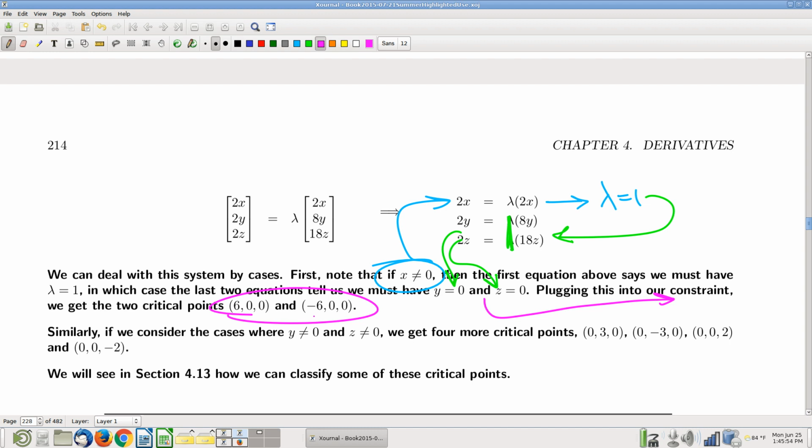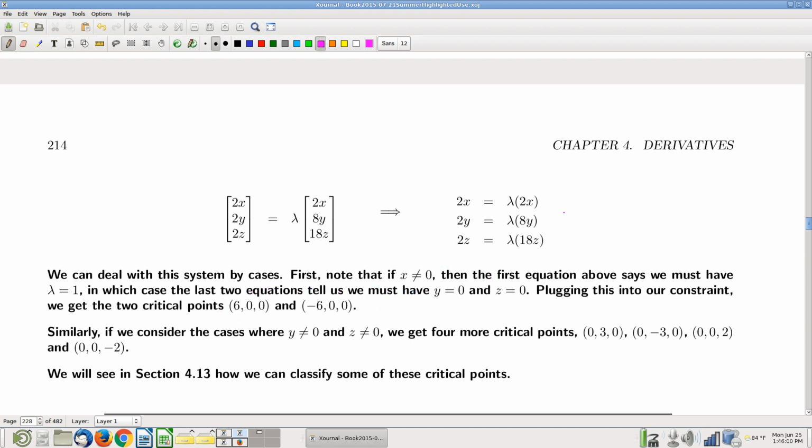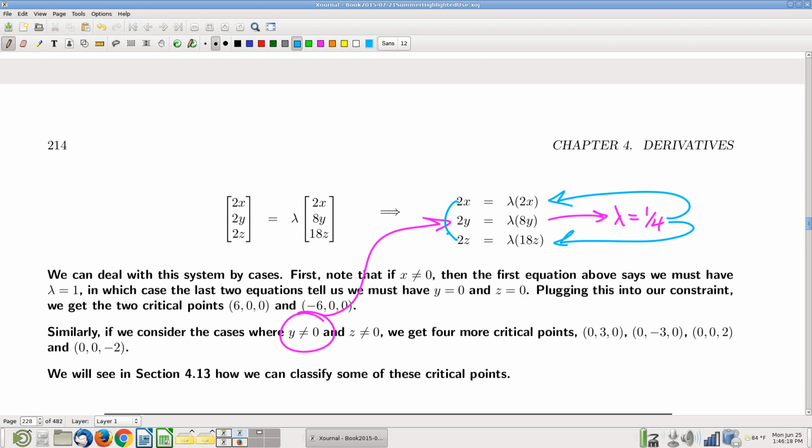What if x is 0? Well, then there's a possibility instead that maybe y is the thing that's non-zero. If y is non-zero, then that would mean that lambda is equal to a fourth. And if lambda is equal to a fourth, then these equations tell you that x and z are equal to 0, and that allows you to solve for y, and y ends up being plus or minus 3. And then again, there's the third case of z being the thing that's non-zero. So several cases to work out, lots of little details. Be real careful with this algebra.